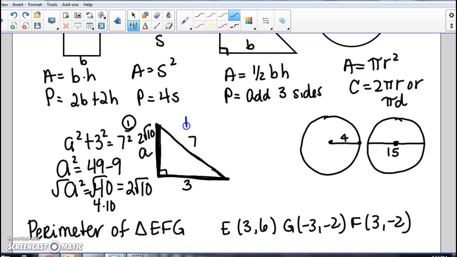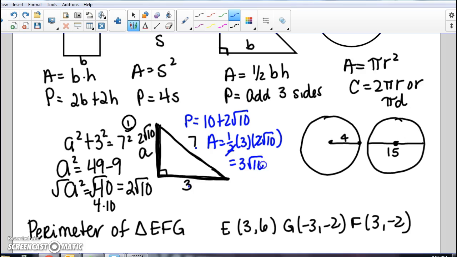If we're looking for the perimeter, it would be 3 and 7, which is 10, plus 2 radical 10. And if we're looking for the area, it would be 1/2 base and height. So 2 radical 10 there. The 2's would cancel, and our answer would be 3 radical 10. So the 2's can cancel out. That's legal. So just remember, if it's a triangle, you might have to do some Pythagorean theorem. If it's a circle, you need to pay attention to if it's radius or diameter.